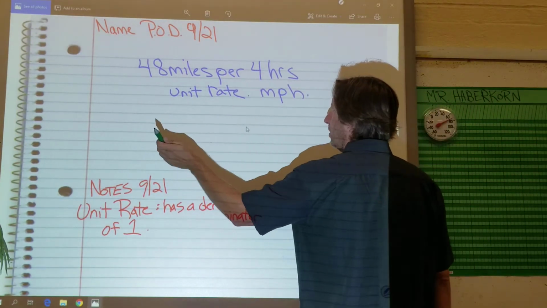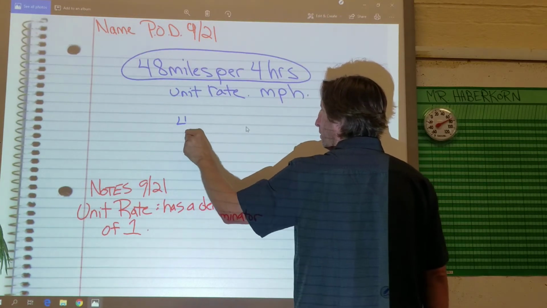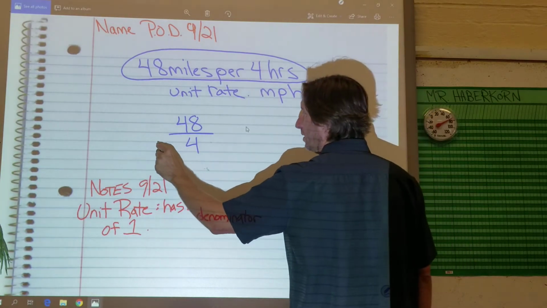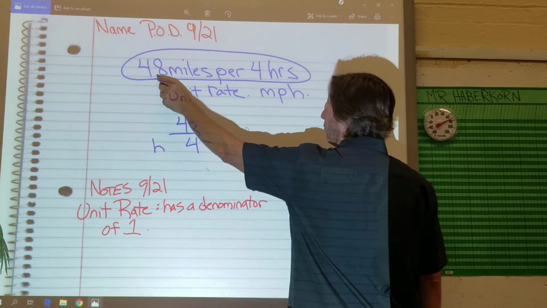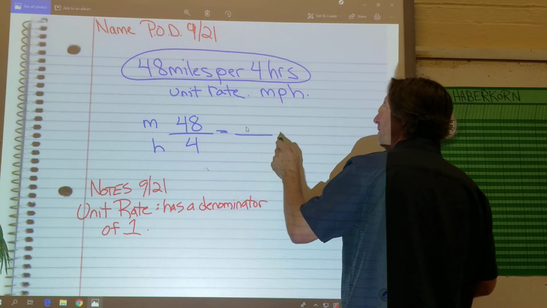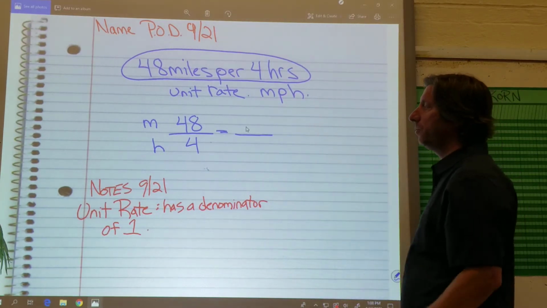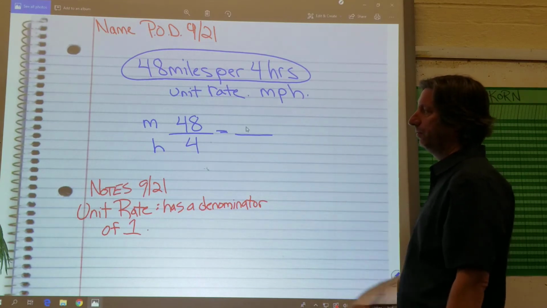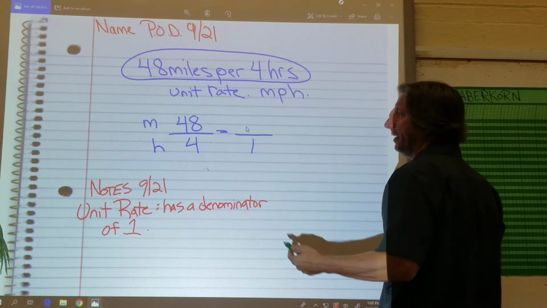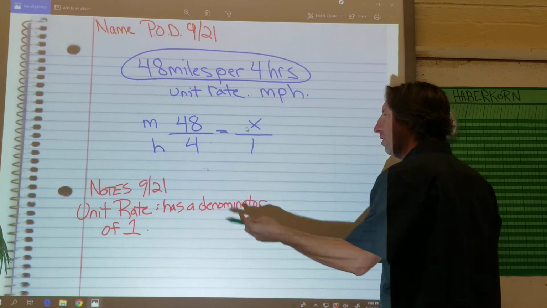So I would write my first fraction just like we've been doing, or ratio, 48 over 4. We want to label that. The 4 stands for hours, so I'm going to put H. The 48 stands for miles. And when they say miles per hour, that per means for 1 hour. So I'm going to put a 1 in the hours. So 1 goes here. I can use any letter I want here. It doesn't matter, any variable. Cross multiply and solve it.